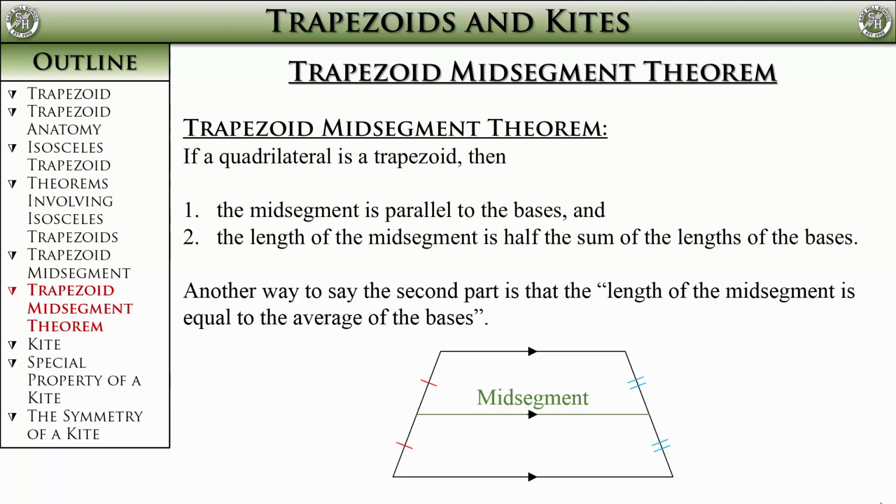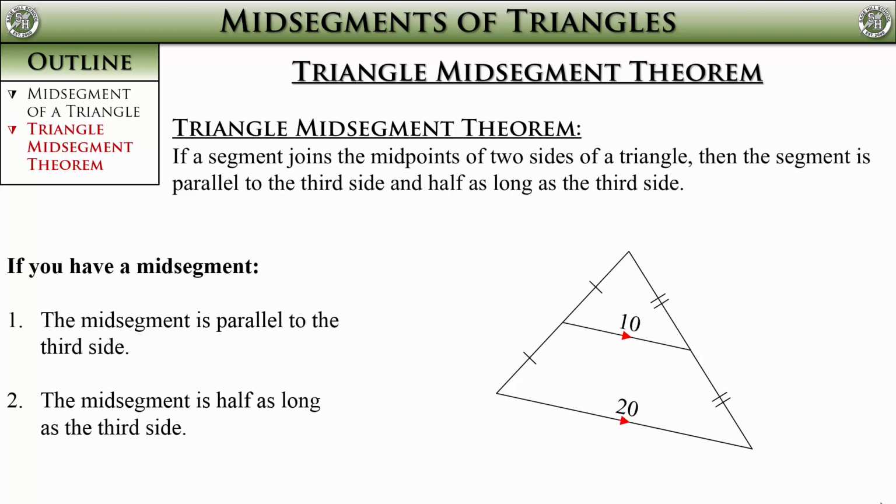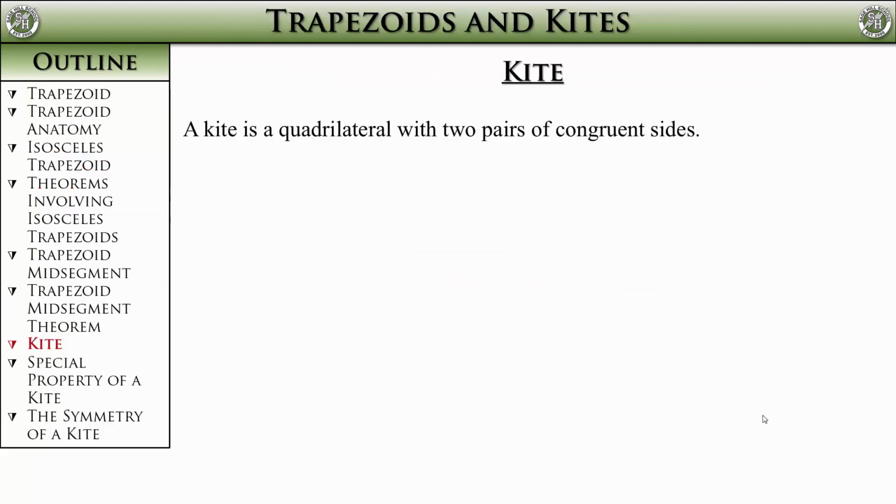Ready to go back in time again? This was the slide that talked about the triangle midsegment theorem. Notice how similar all of that is. Both of them have two conclusions. One of them is talking about being parallel. The second one is a calculation. In this situation, you can think about it like 10 is the average of 20 and 0. So if you think about it like that, the midsegment of a triangle and the midsegment of a trapezoid are just about identical. Back to the current lesson.